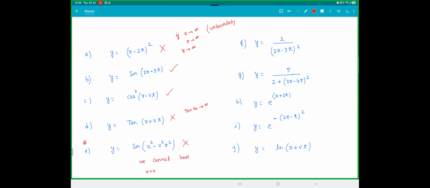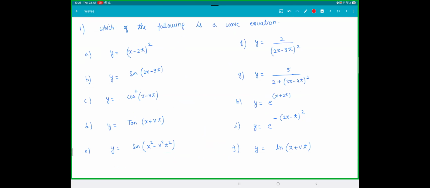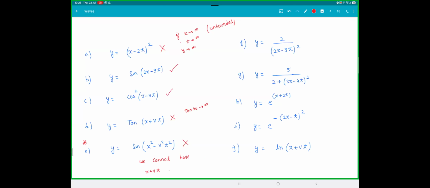When you have a doubt, the best way to check is the second differential. So when you're confused about whether it is a wave or not, then you have to do the second differential and check. But the simplest way to check is this. If you replace x plus vt or x minus vt with a z, you should not see x and t anywhere. So this is gone. This is also gone. This will go to infinity, unbounded. If 2x minus 3t is 0, y will tend to infinity.